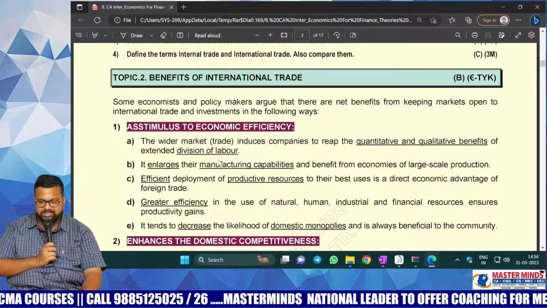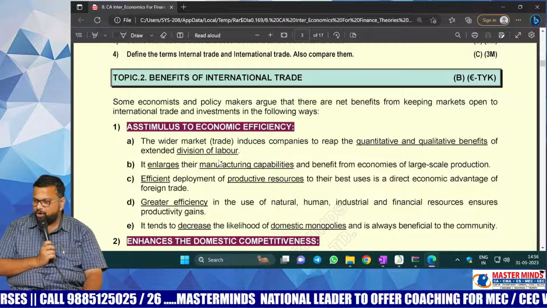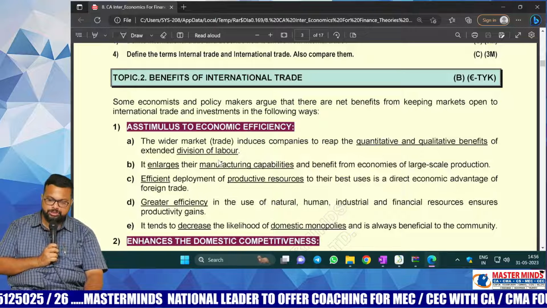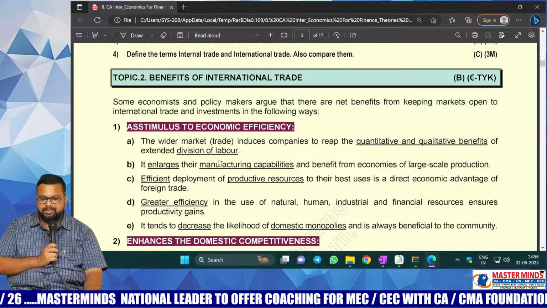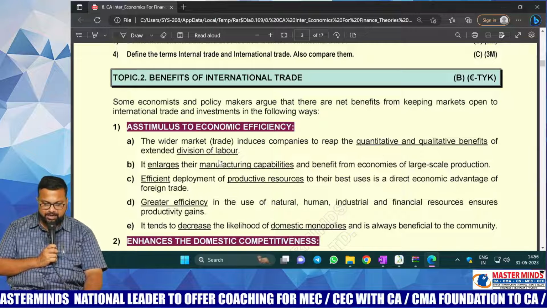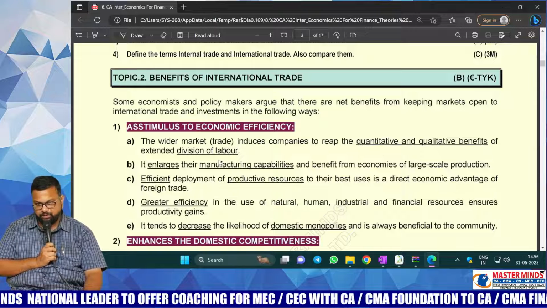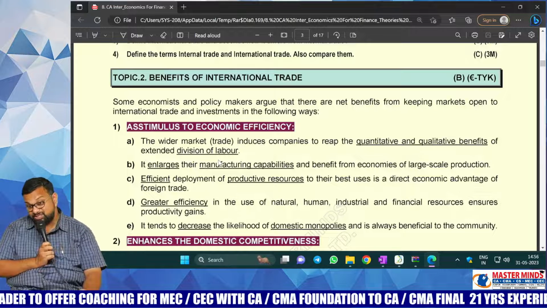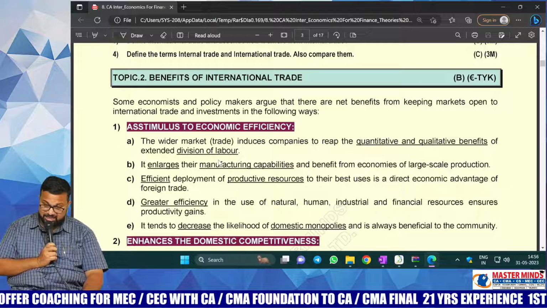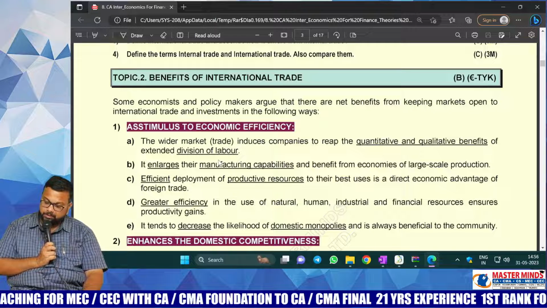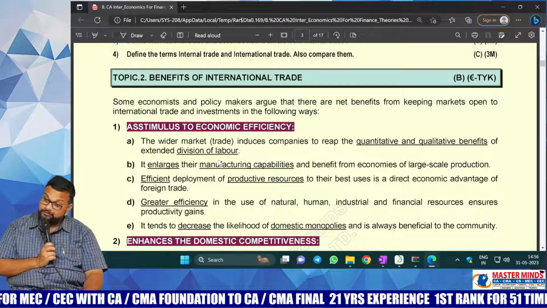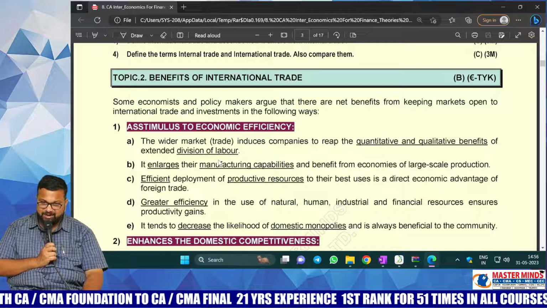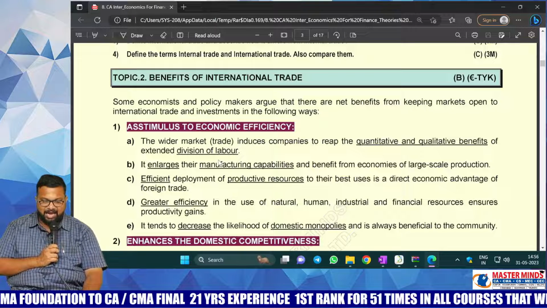Okay, the first point is it acts as a stimulus to economic efficiency. So, some of the benefits of international trade. Some economists and policy makers argue that there are net benefits from keeping markets open to international trade and investment in the following ways. So if we encourage not only export and import of goods and services, but also export and import of resources, then that country will have certain advantages. What are those? First one is as a stimulus.